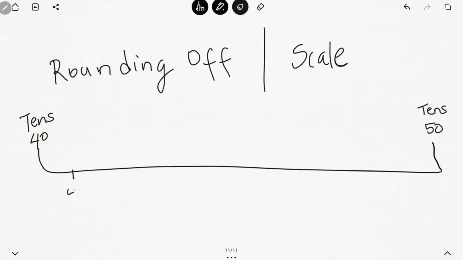Now, let's say we have all of the lines, and each line represents 1. They may not be equal. Don't kill me for it. I'm drawing freehand, and I'm not very good at drawing. So it is what it is. Hopefully you understand what's going on. So this is 45, 46, 47, 48, 49.